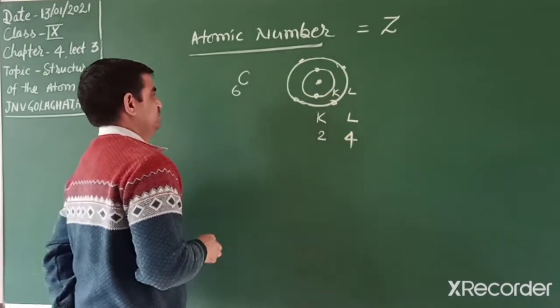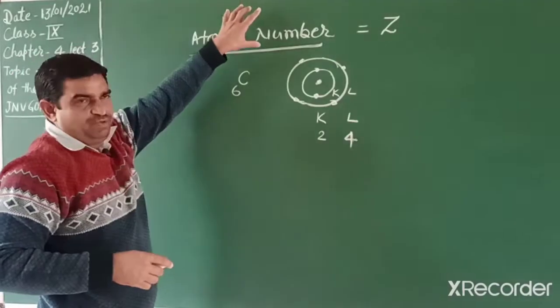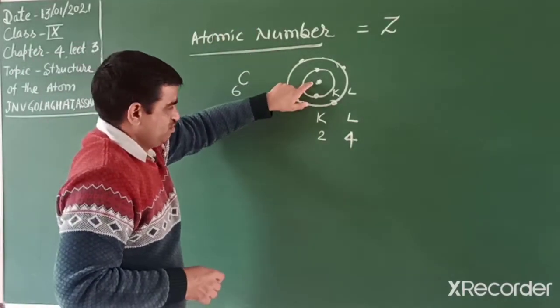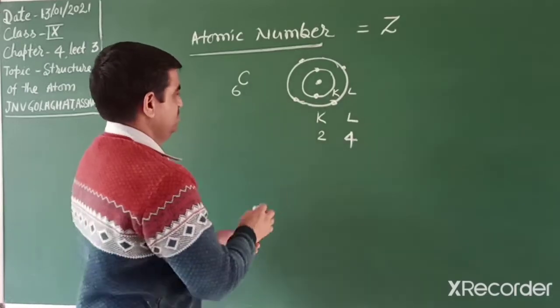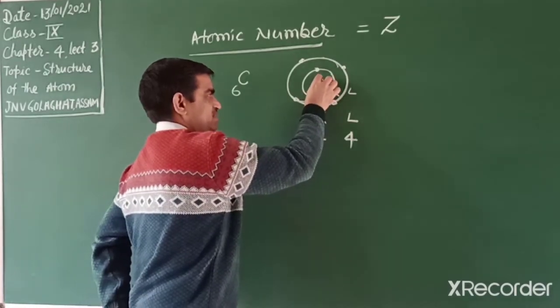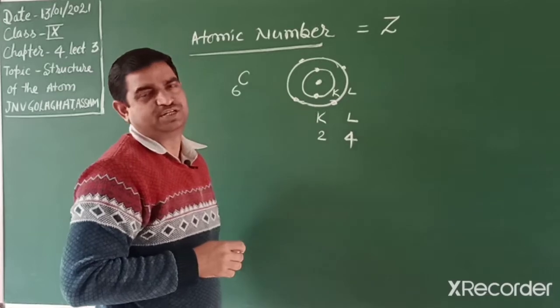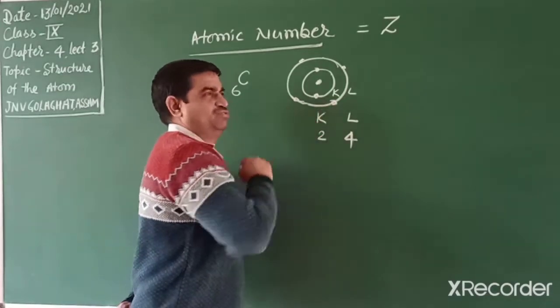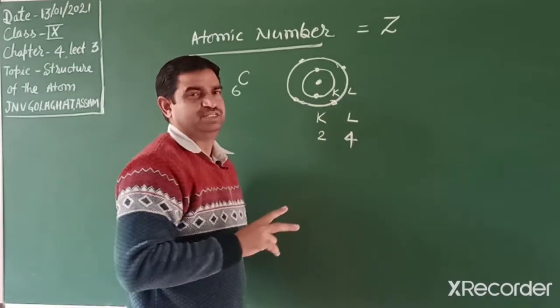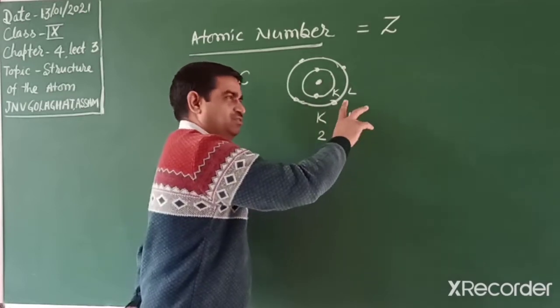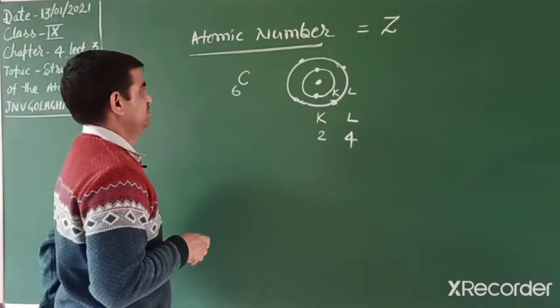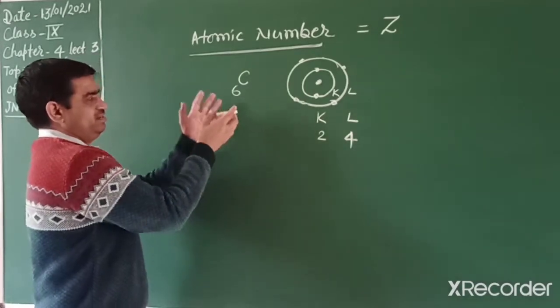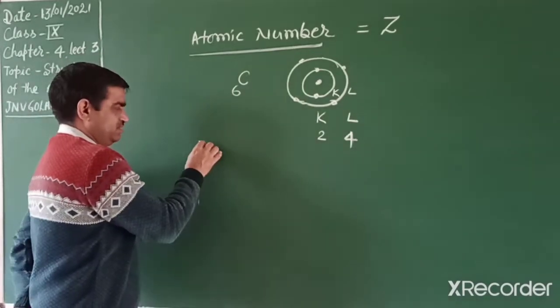So atomic number means the number of protons, but in a neutral atom protons and electrons are equal. So we can identify any element's atomic number by its electrons also, if the atom is not an ion and no charge is given. Another one: what is mass number?